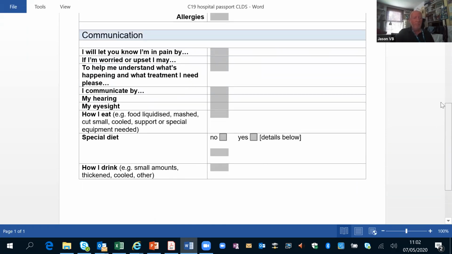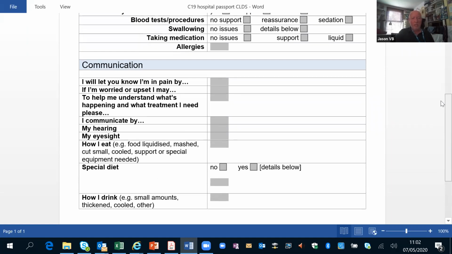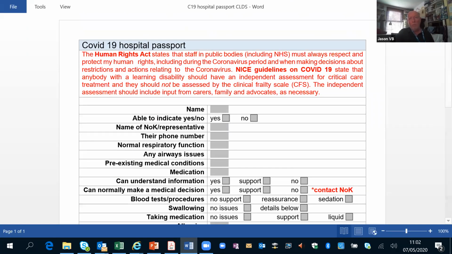And also, again, eating and drinking as well. I think that's it on that form.